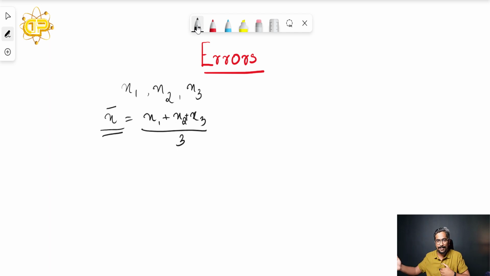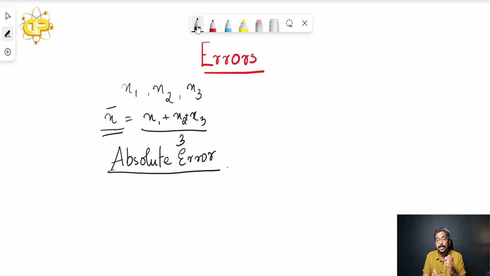Now a very important thing: errors, as we have seen in the last step, tell how much each reading deviates from the true value. Then here comes the next word, that is absolute error. Absolute error means the difference between the true value and the reading. Here in this example I have taken x1, x2 and x3, but more precisely, x1, x2, x3 up to xn, if I have taken n readings.